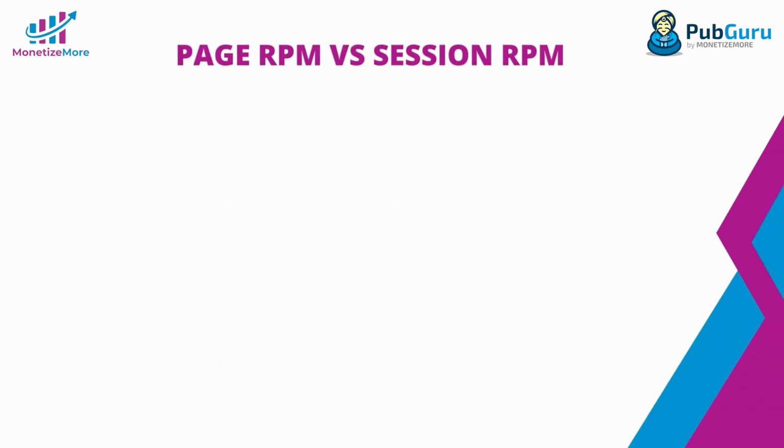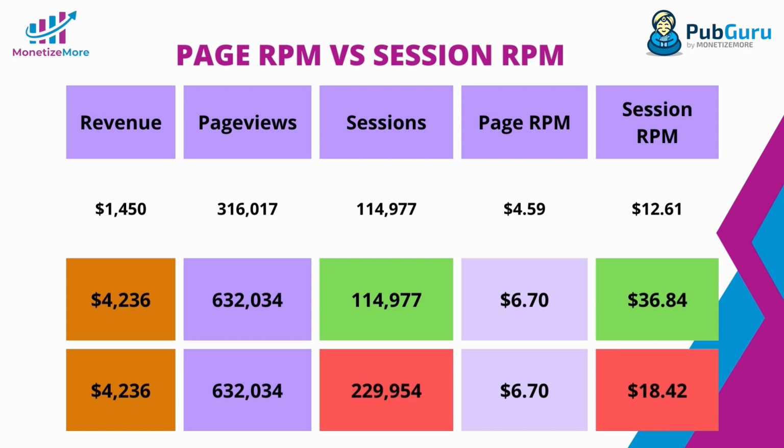Let's compare CPM, page RPM, and session RPM. Based on the earlier example, with 2 ad units, the page RPM and session RPM are lower, and with 3 ad units, they are higher. This means CPM does not translate to the overall performance of your website. Now, let's compare page RPM versus session RPM. Assuming a publisher is earning $1,450, with 316,000 page views and 114,000 sessions, page RPM is $4.59 and session RPM is $12.61.